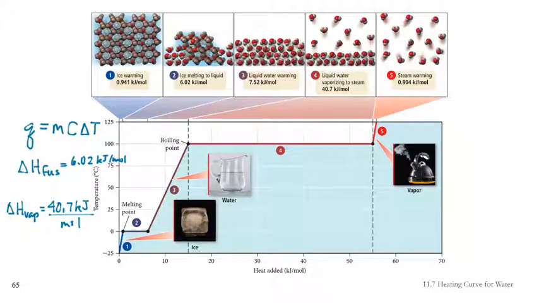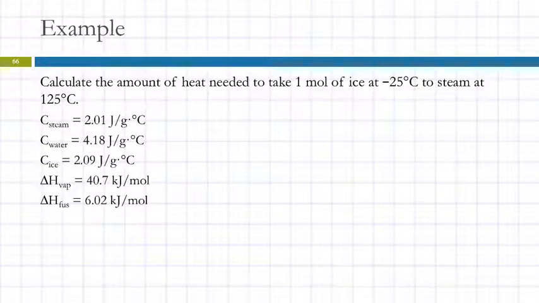When you do a problem like this, you really, really should just make a very rough sketch of the heating curve, because you're going to need a different calculation for each line segment. And then you add the line segments together. I think we've got an example coming up here. Calculate the amount of heat needed to take 1 mole of ice at minus 25 degrees Celsius to steam at 125 degrees Celsius. So this is the whole transition.